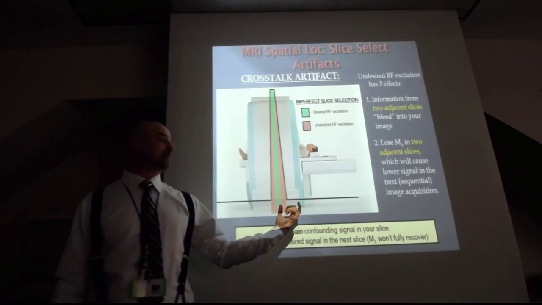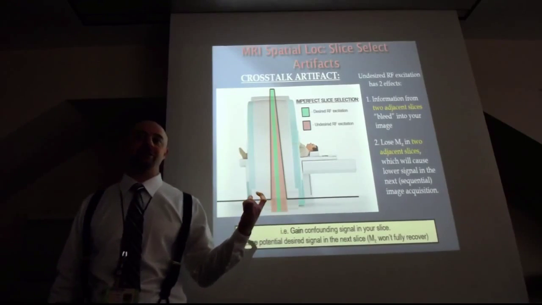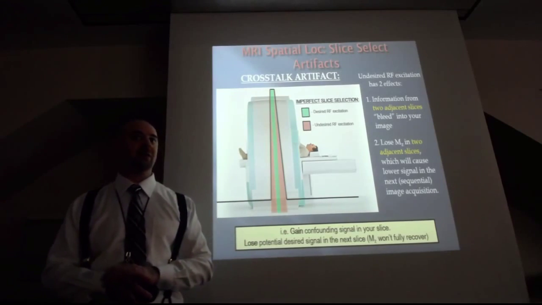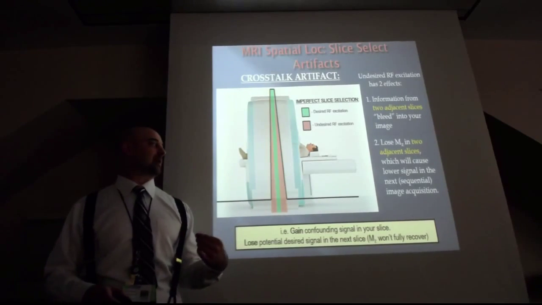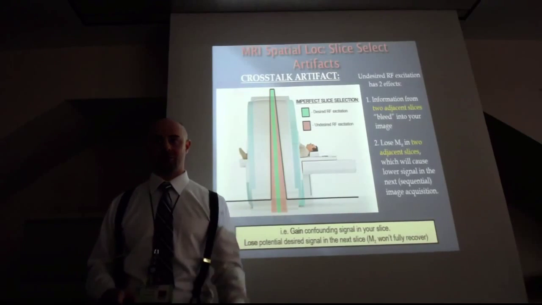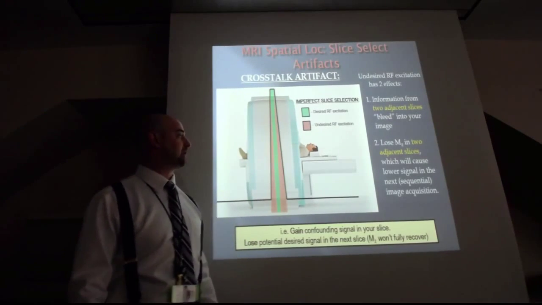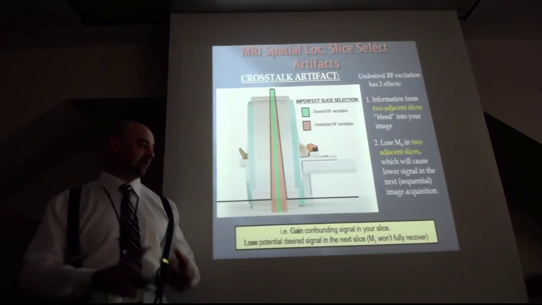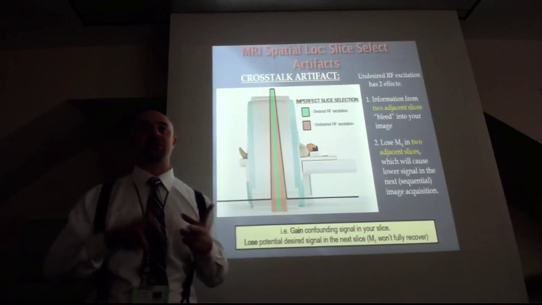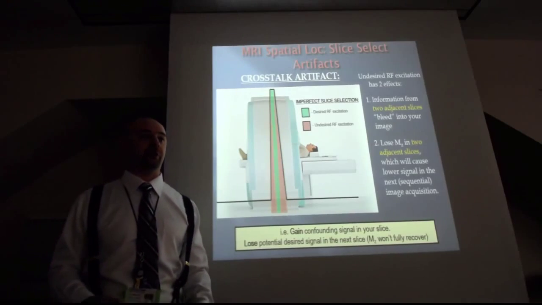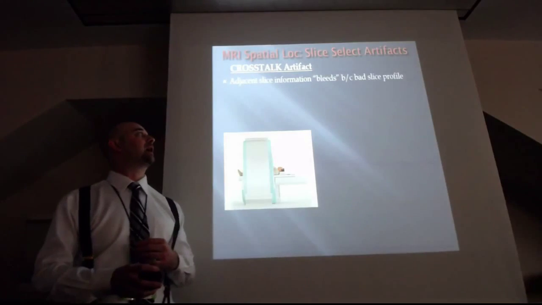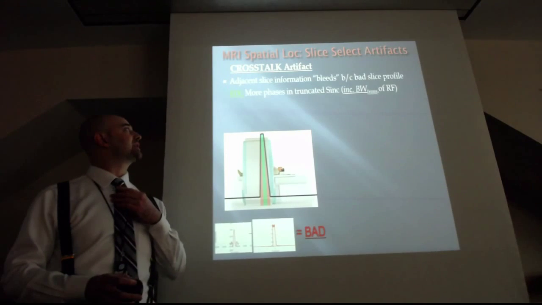The other problem is if you were to, say, image this slice and then the next slice, well, since you've inadvertently excited the protons in the red portion of this poorly selected slice, you're going to lose that longitudinal magnetization and you're going to have less signal when you try to image it in the subsequent image acquisition. So again, you gain confounding signal in your desired slice, and you lose potential signal in an adjacent slice. Well, that's great. So we already talked about this. Now, how do you fix it?